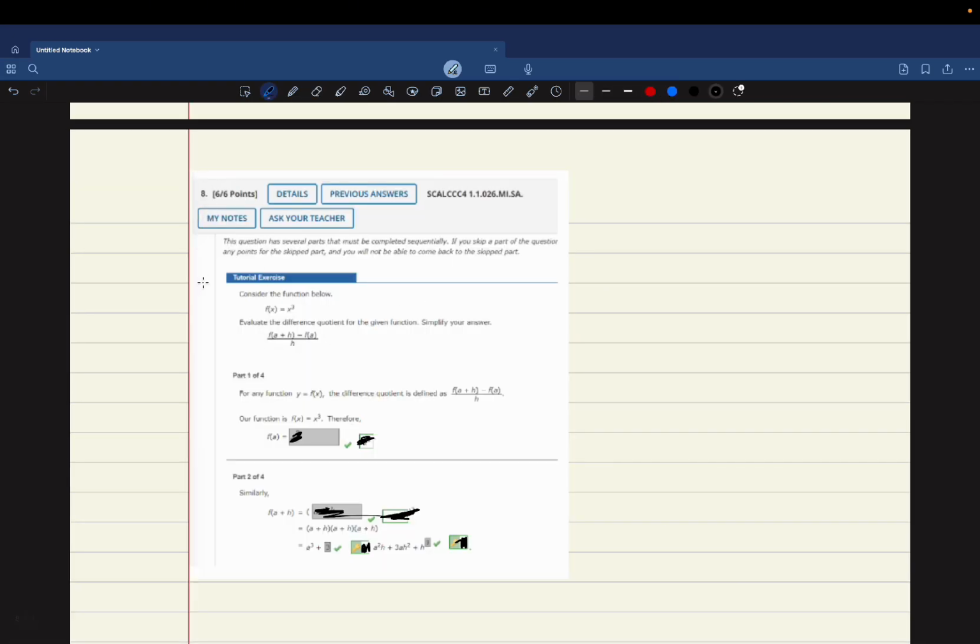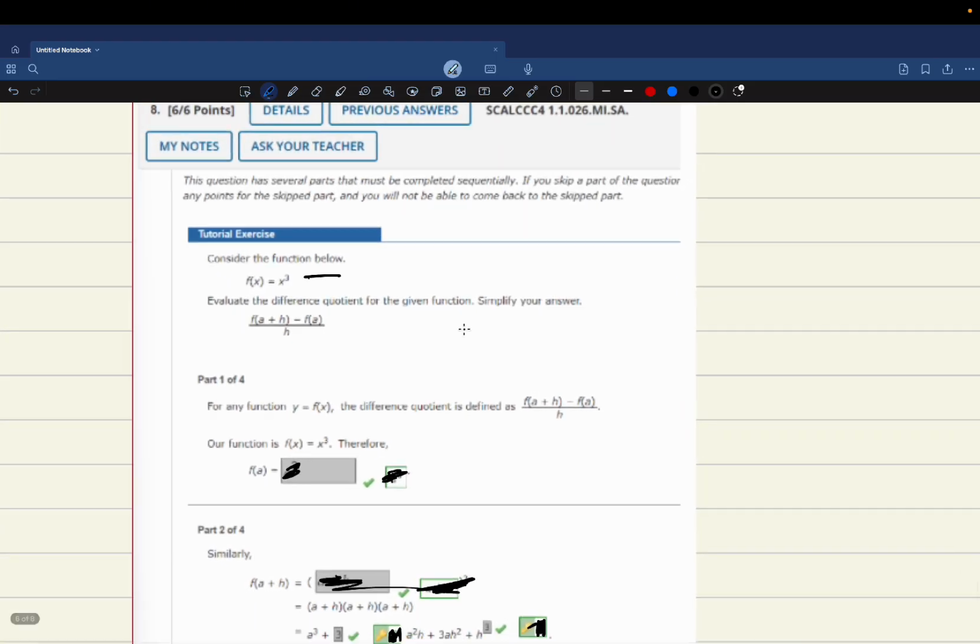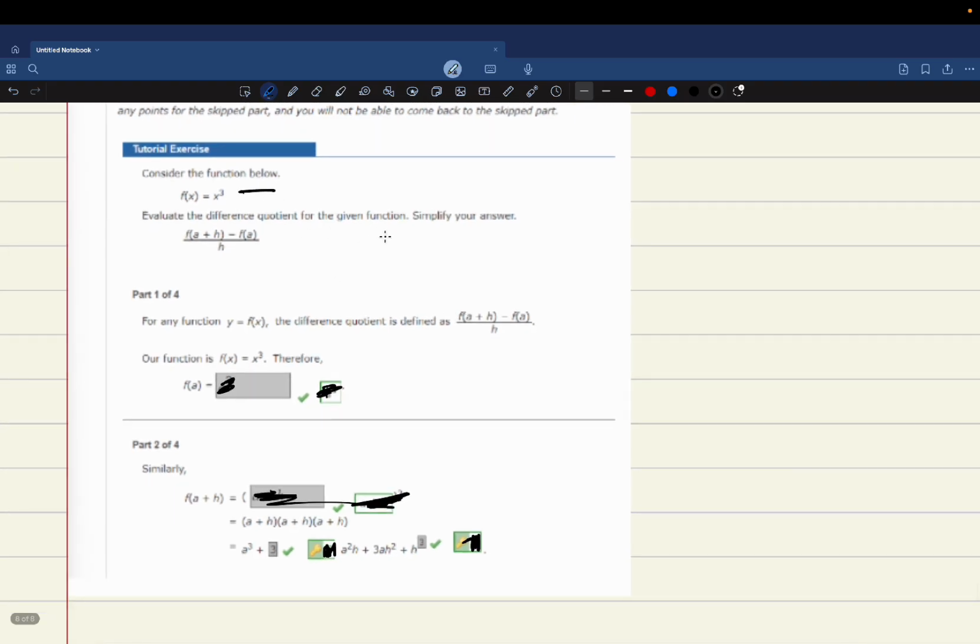Okay, so this is question number 8. It is a little blurry, but I'll read through everything. This question has several parts that must be completed subsequently, so you cannot skip. Let's read through. Consider the function below, which is f(x) equals x cubed. Now we need to evaluate the difference quotient for the given function. Simplify your answer. Here it is asking for the value of f(a).